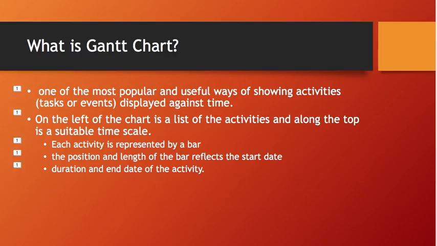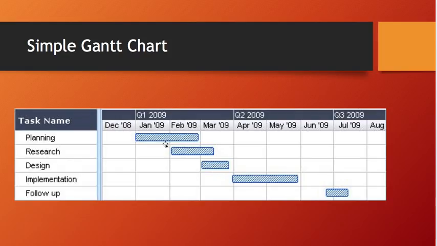Okay, what is Gantt? Gantt is similar to a bar chart. It lists tasks down the left side and marks time across the top, which is here. And Gantt is commonly used in project management. It is one of the most popular ways to show activities, tasks, or events displayed against time.